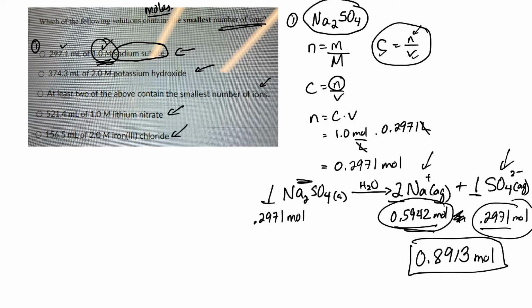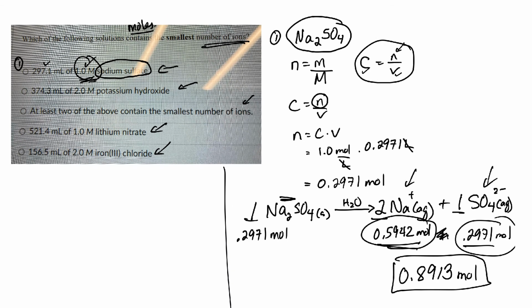Then I do the same thing for this one, and for this one, and for this one, and for that one. At least 2 of the above contain the smallest number. Oh, hopefully it's not that answer. Anyway, so you just do the same process for each one. Maybe I'll just do one more for you. Let's pick the iron 3 chloride. That one looks like a good one.